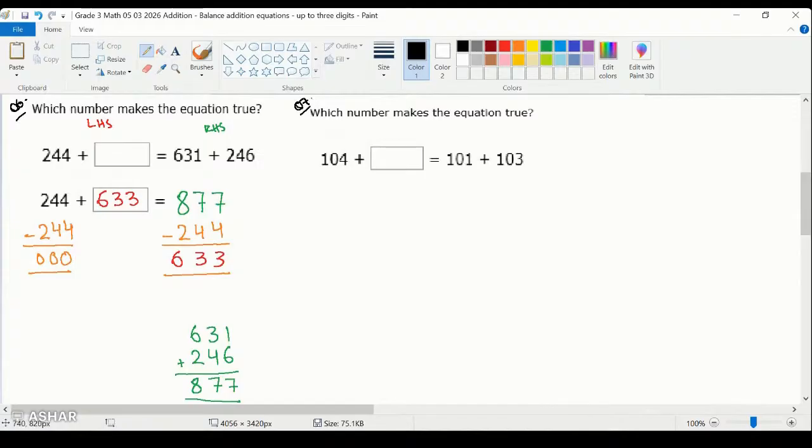Yes, it is 633. Thank you, everyone. Let's go to question number 7. In question number 7, they are saying the numbers on the left side of the equation are, left side has two numbers, 104 and a missing number, whereas the right hand side has two numbers, 101 and 103. Can we add the numbers on the right side?